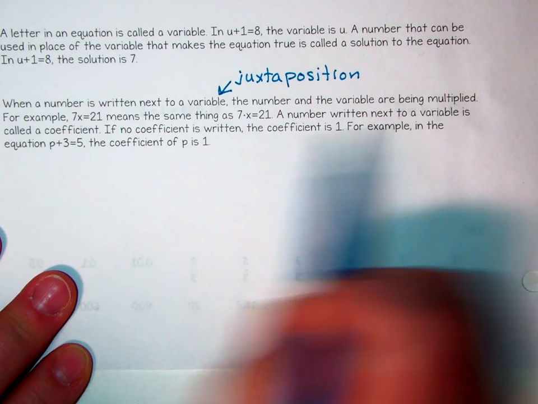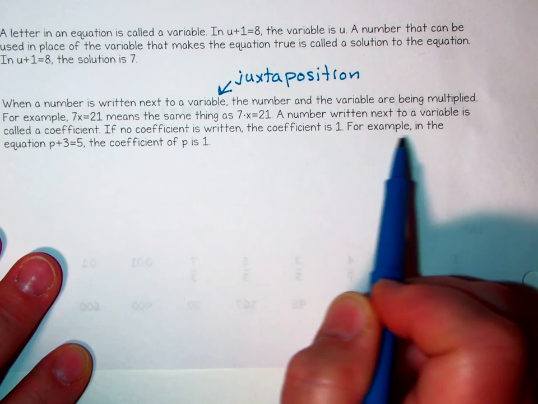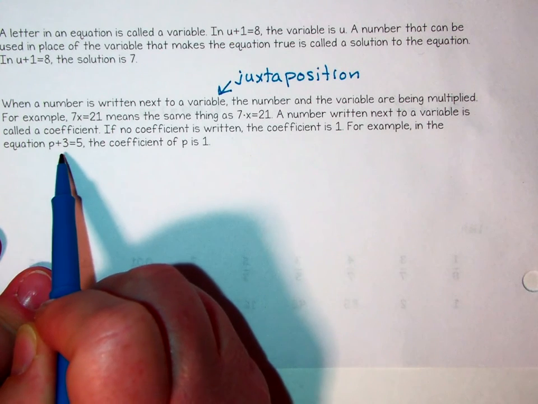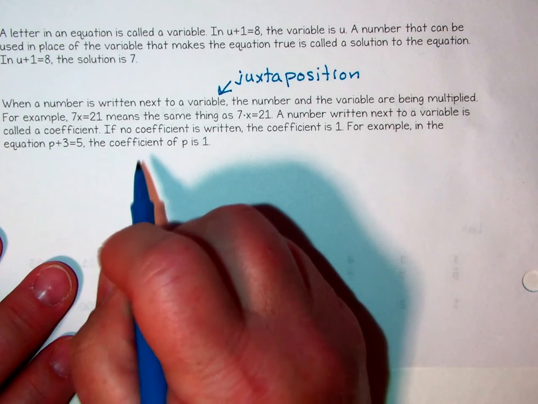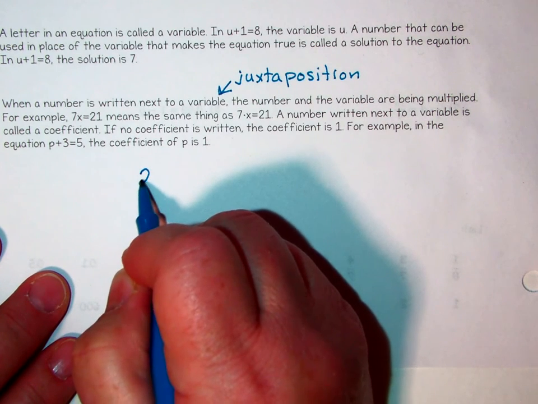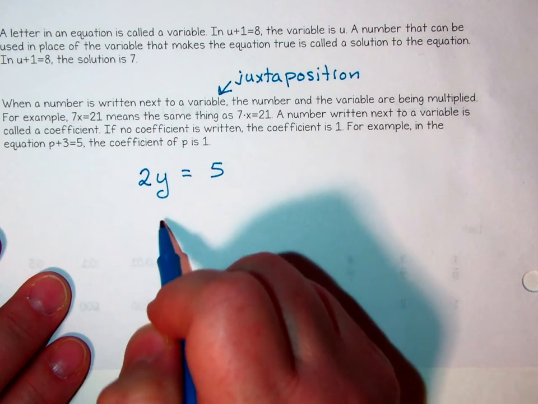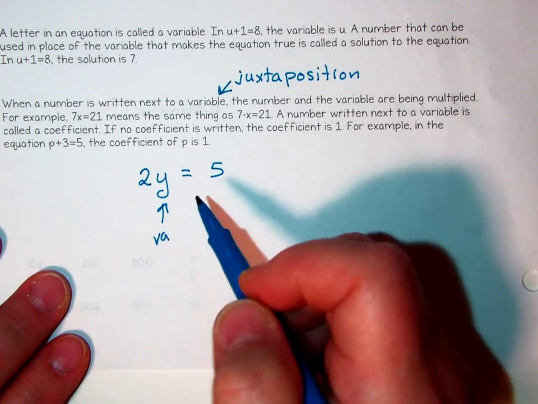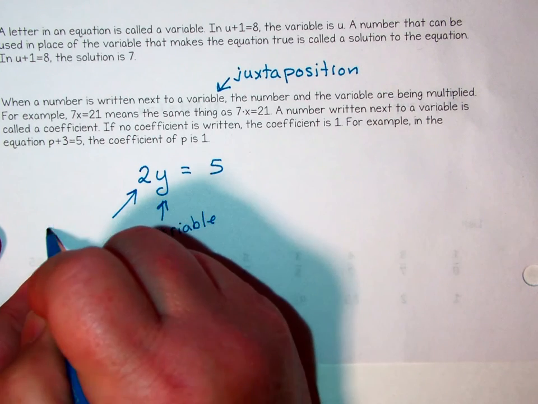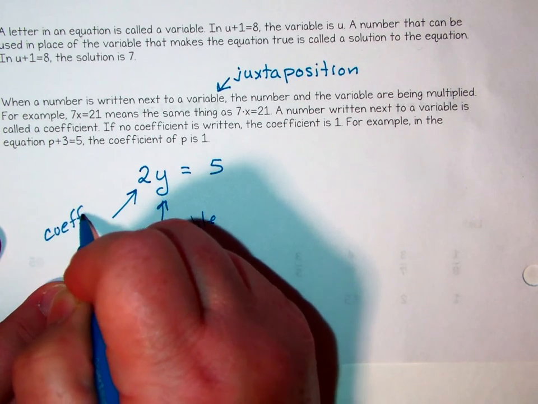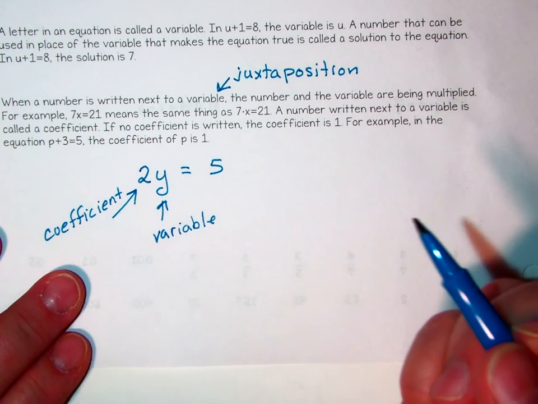A number written next to a variable is called a coefficient. If no coefficient is written, the coefficient is 1. For example, in the equation p plus 3 equals 5, the coefficient of p is 1. So if I have this equation, 2y is equal to 5, y is the variable, and 2 would be called its coefficient. It's almost like thinking it's its co-pilot. It's right next to it.